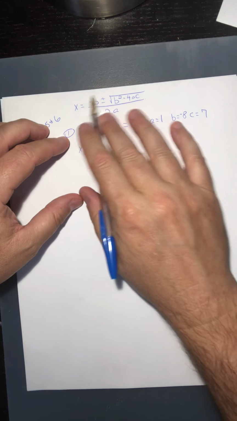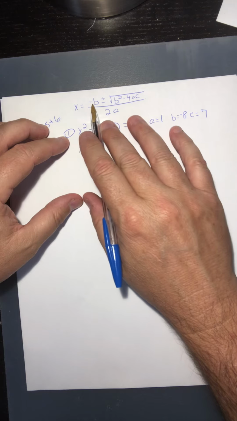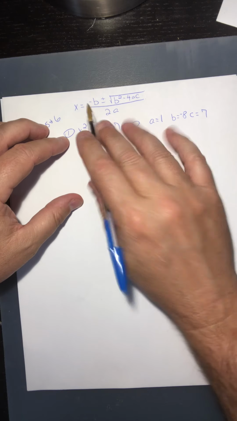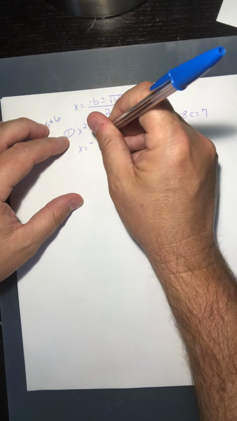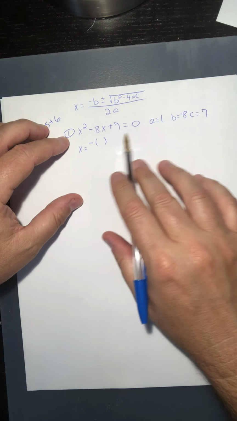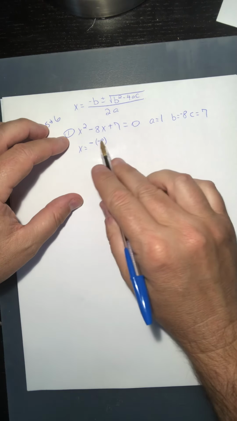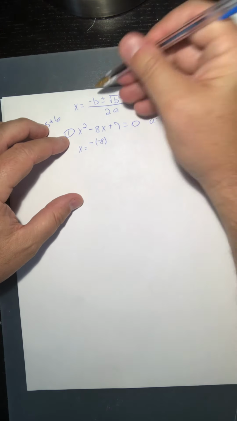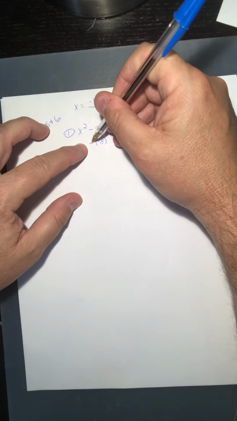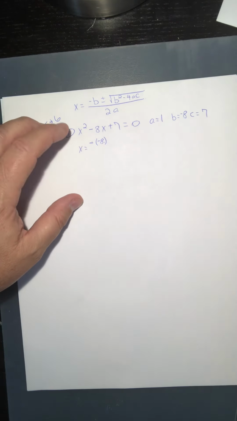Here's where a lot of freshmen, or Algebra 1 students, make mistakes, because this is a negative b. What that's telling me is I need a negative, and whatever my b is, I'm going to put inside these parentheses. Well, my b is negative 8. So I have to have these two negatives if my b is negative 8. The negative is always going to be on the outside of the parentheses, and then you write whatever your b is inside the parentheses.